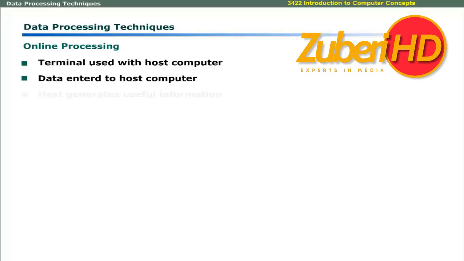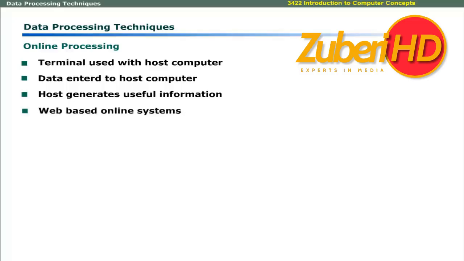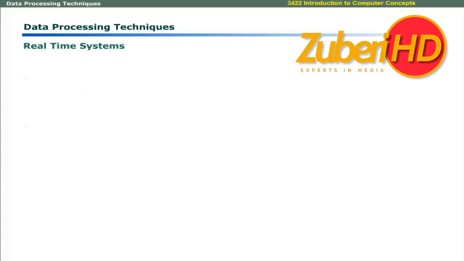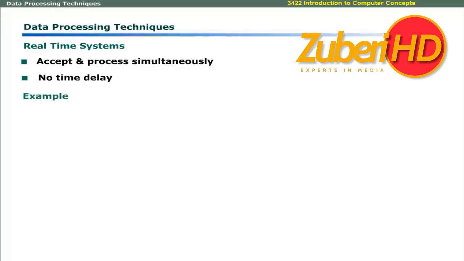In online processing method, terminals are used to enter data to a host computer to generate the useful output. Modern computing has introduced the concept of web-based online processing system. For example, the air reservation system is an online system. Real-time systems accept and process data simultaneously. There is no time delay in real-time systems. For example, the radar system and weather forecasting system are real-time systems.